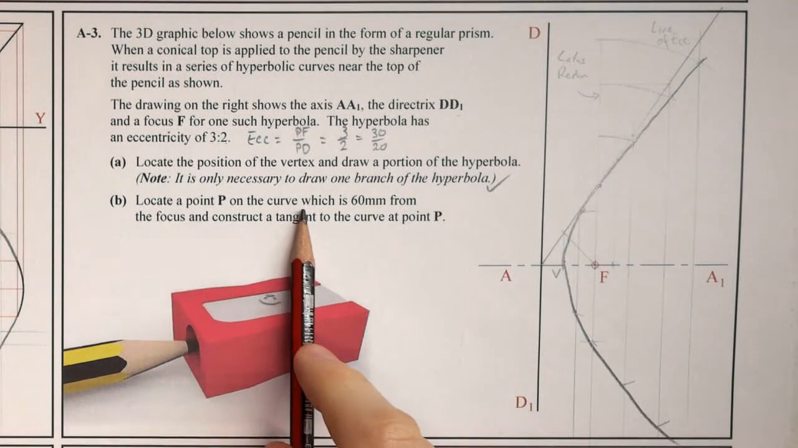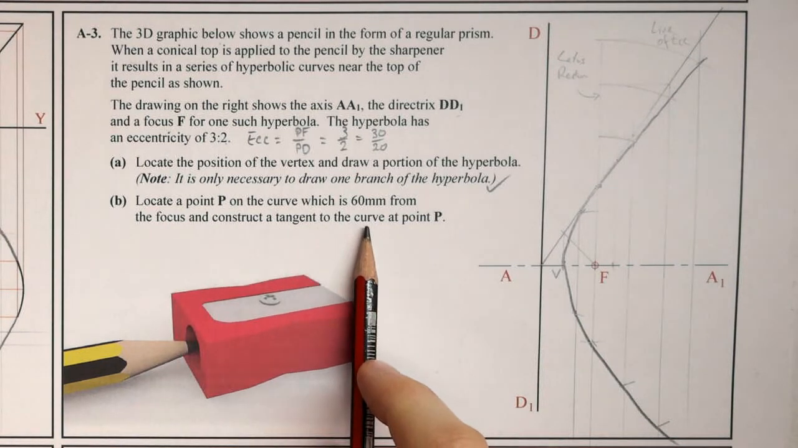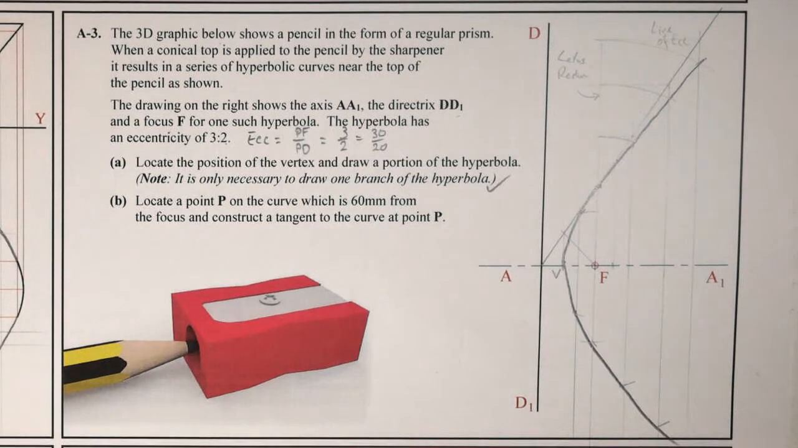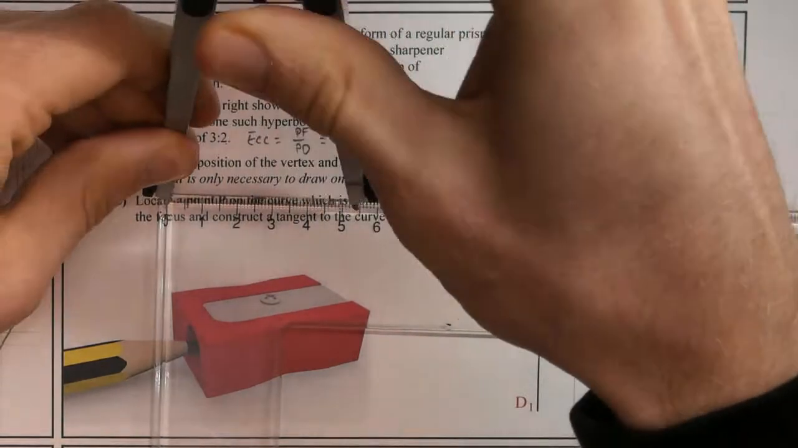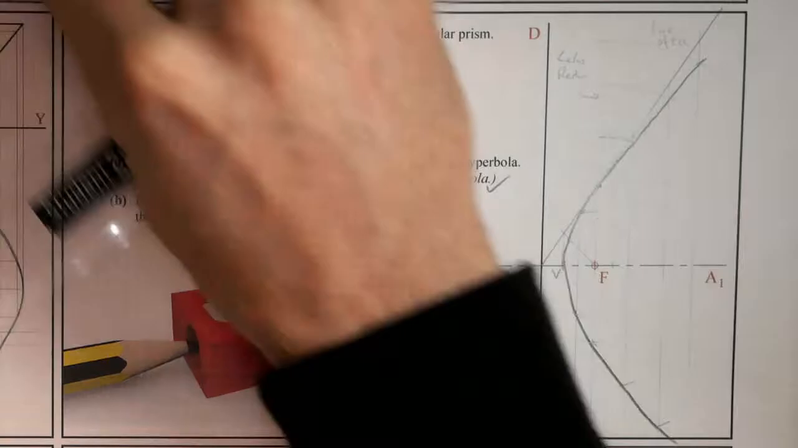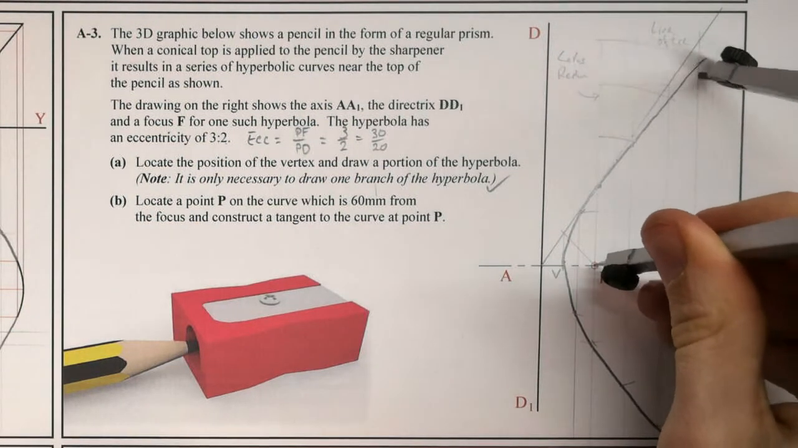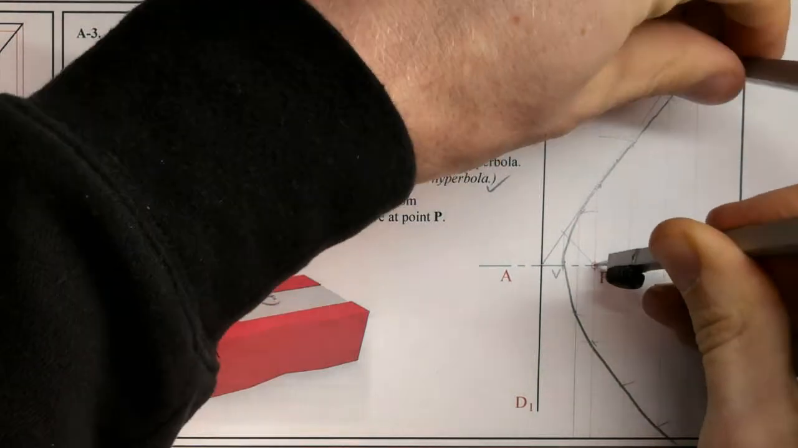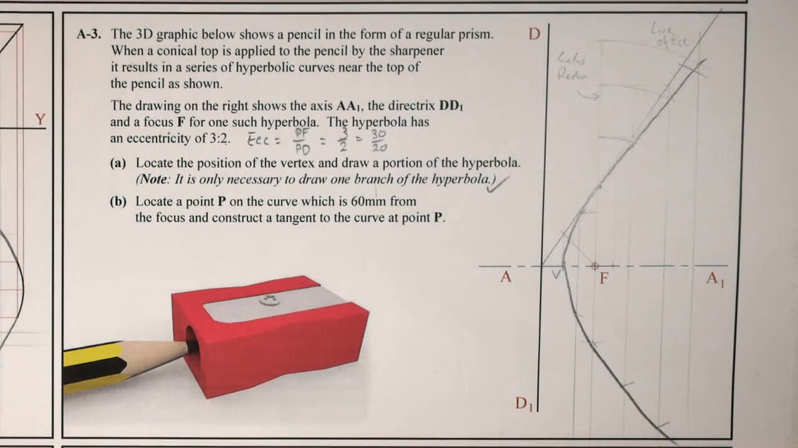Locate a point P on the curve which is 60 from F, or from the focus, and construct a tangent to that curve. A tangent on the curve at point P. So first of all, let's locate point P. I'm going to set my compass to a length of 60. And from F, I'm going to swing an arc. I can go top side or bottom side. Okay, that kind of goes outside the question. So I'll use this side here. So this is my point P.